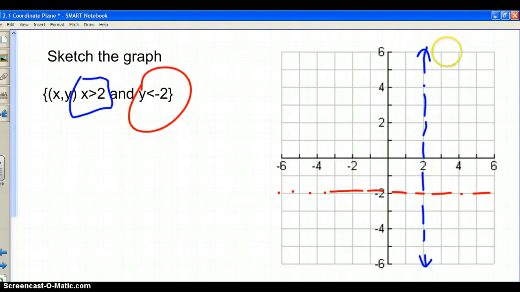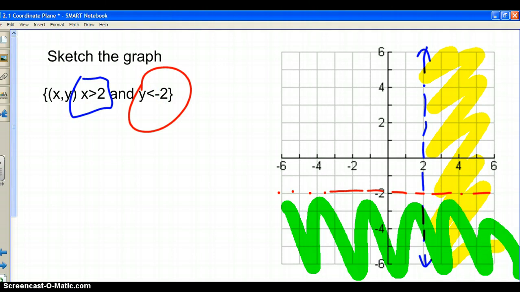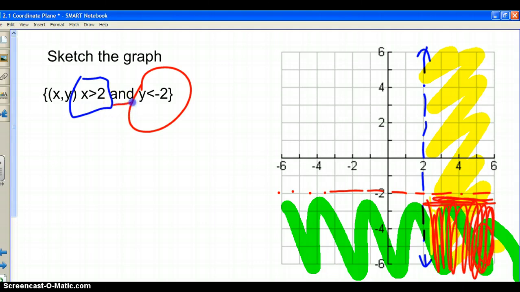So X is bigger than 2, so everything to the right of this is shaded. And then everything below -2 is going to be shaded. So everything down here is shaded. I don't know if you see this, but is there any area that you see that is double shaded? Well, I see an area right here. And so that area is going to be our solution. I would just shade it extra dark when you do this, because this is an and, so we're looking at the overlap of the two.